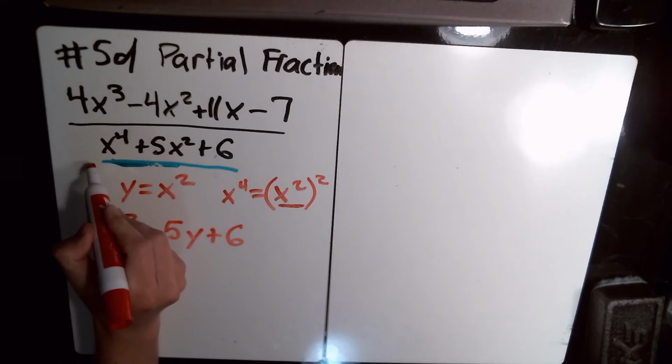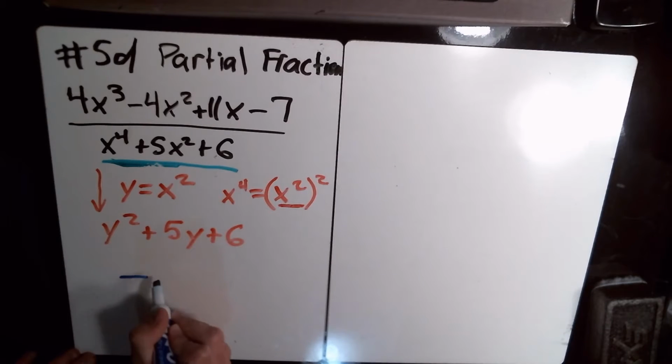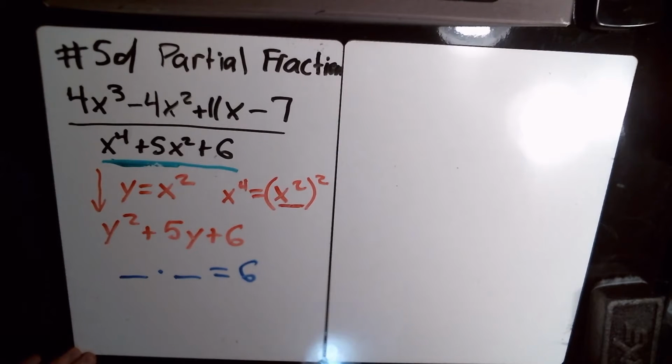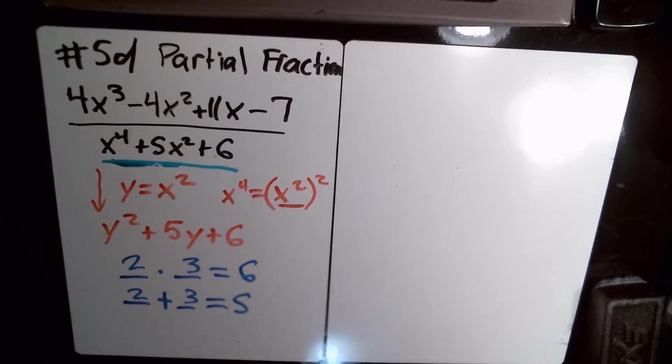Okay? So by doing a substitution, we changed it into a quadratic polynomial, which is easier to factor. So now we're just looking at what numbers multiply to 6 and add to 5. Okay? Well, what would do that? We've got 2 and 3. So that guy is going to factor as y plus 2 and y plus 3. That's how it will factor.